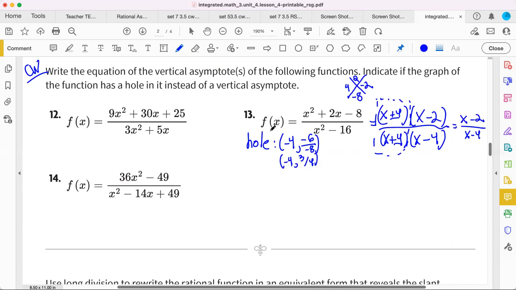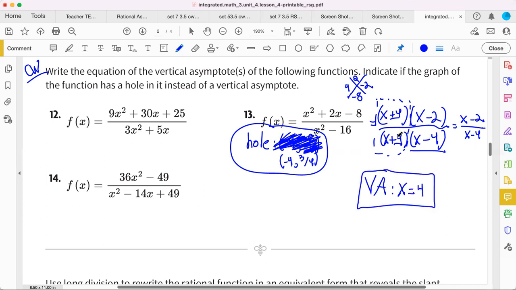So we do have that hole. And we don't really need this point now because we've upgraded. So we have a hole there, and we have a vertical asymptote at what's left over, which in this case is going to be where x equals 4.